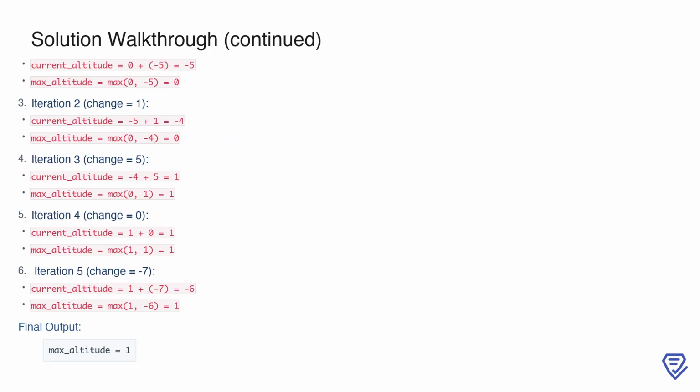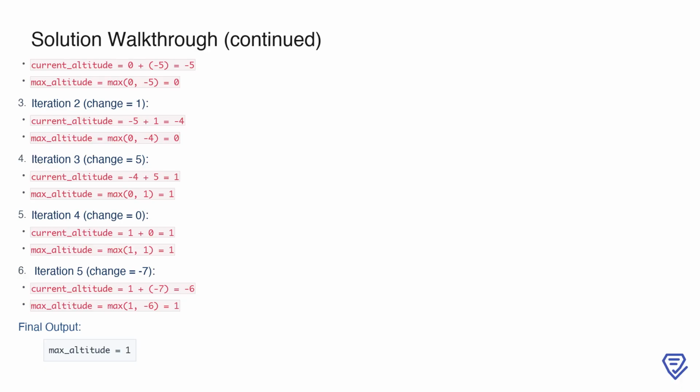First, we begin with the initial values. Current_altitude is 0, and max_altitude is also 0. In the first iteration, the altitude change is -5. Adding this to the current altitude gives -5, and since the maximum of 0 and -5 is 0, the max_altitude remains unchanged. In the second iteration, the change is 1. Adding this to the current altitude of -5 results in -4, and the max_altitude is still 0 because the maximum of 0 and -4 is 0.